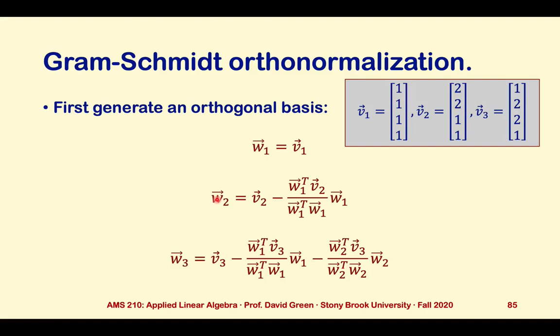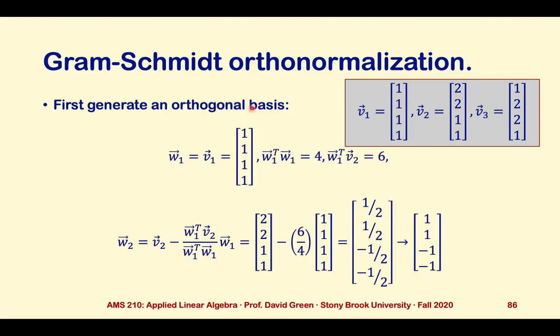Let's go through that process. So our first vector, v1, is just directly assigned to be w1, our first orthogonal vector.